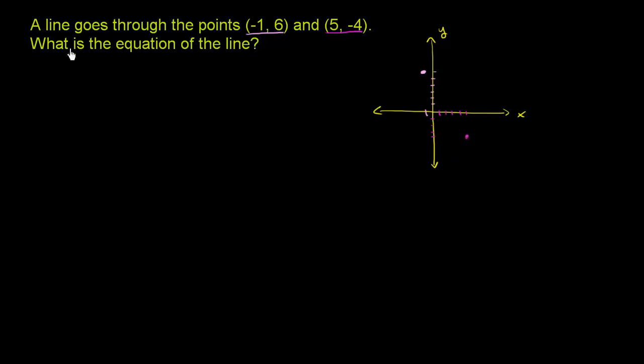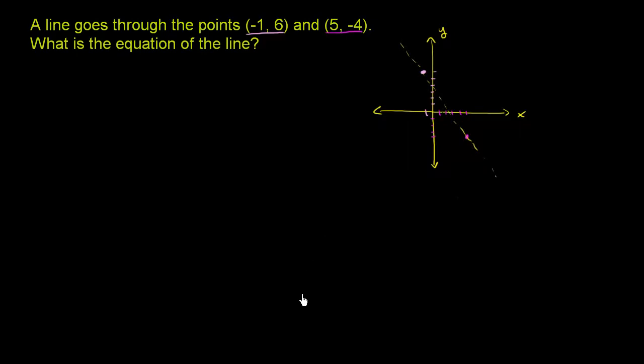The line that connects them will look something like this. I'll draw a rough approximation. I could draw a straighter line than that. I'll draw a little dotted line, it's easier to do dotted lines. So the line will look something like that. Let's find its equation.